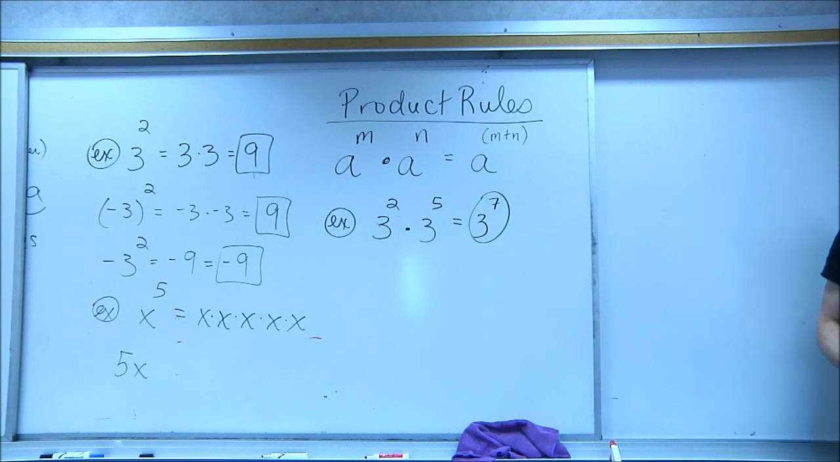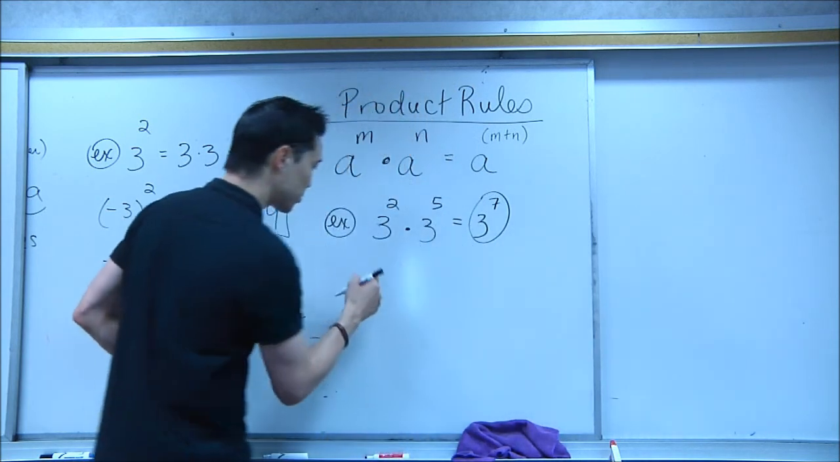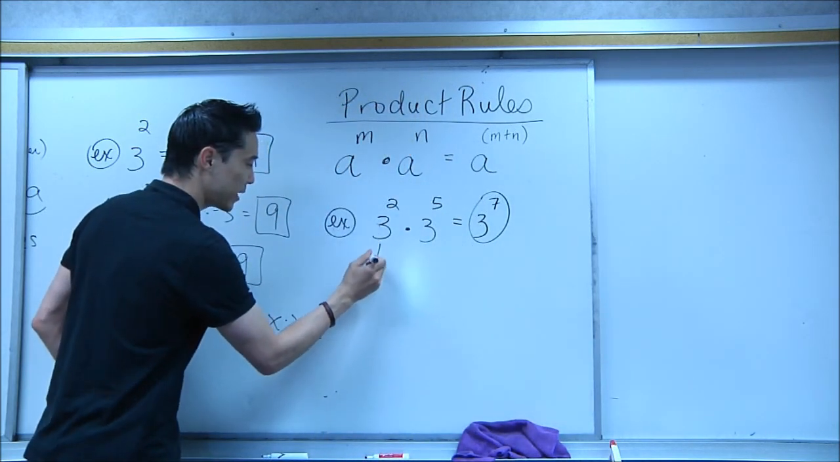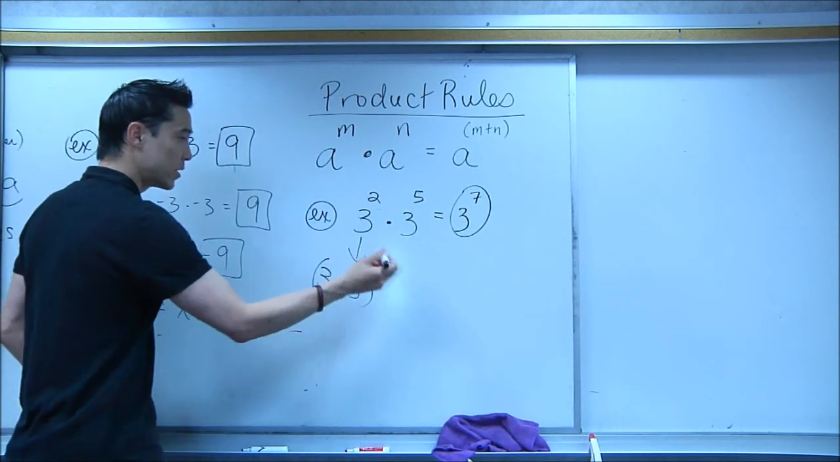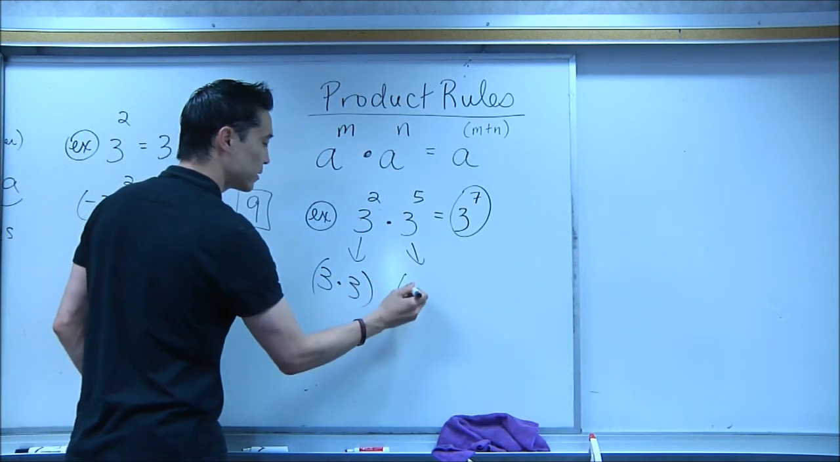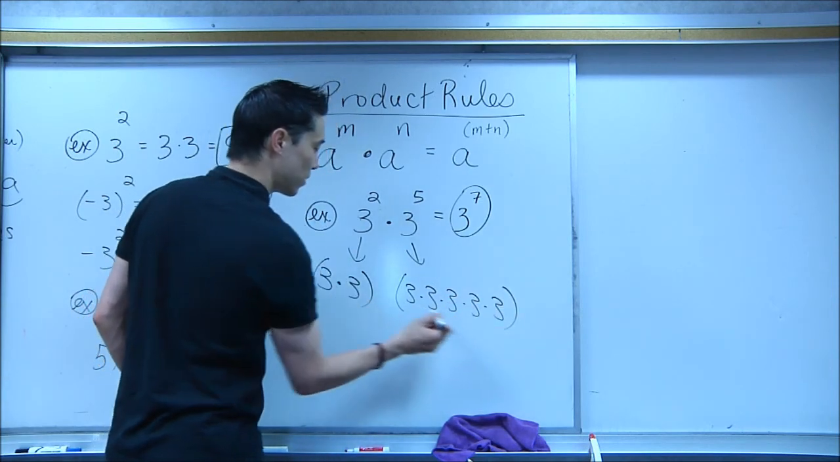Now, before we just take my word for it, or this product rule's word for it, let's see why this rule works. If I want to examine why this is true, what does 3 to the second power mean? That means 3 times 3, right? What does 3 to the fifth power mean? That means 3 times 3 times 3 times 3 times 3, right?